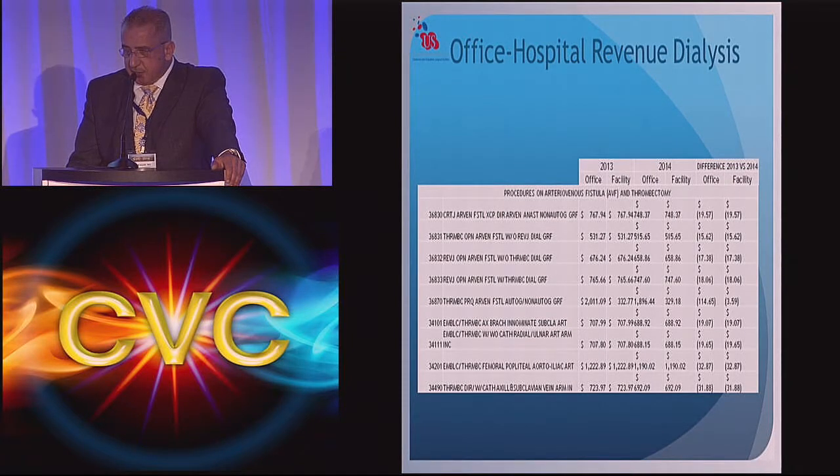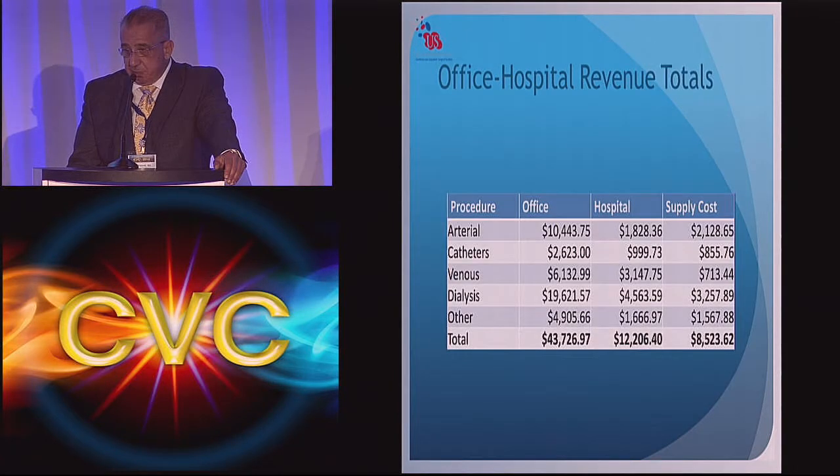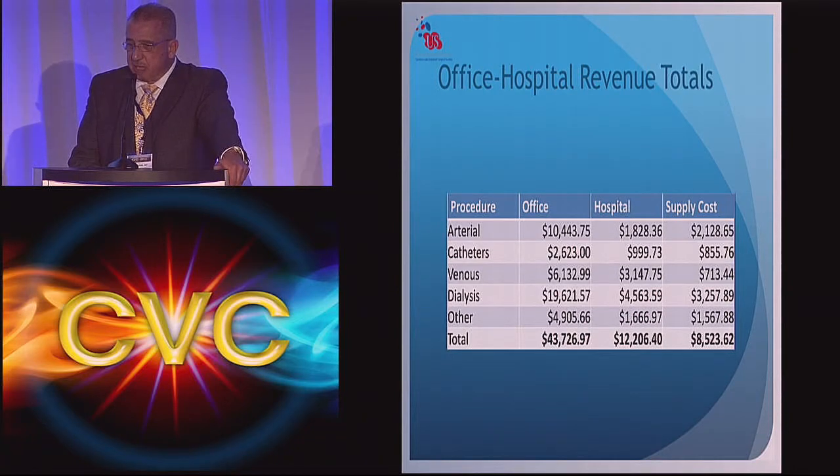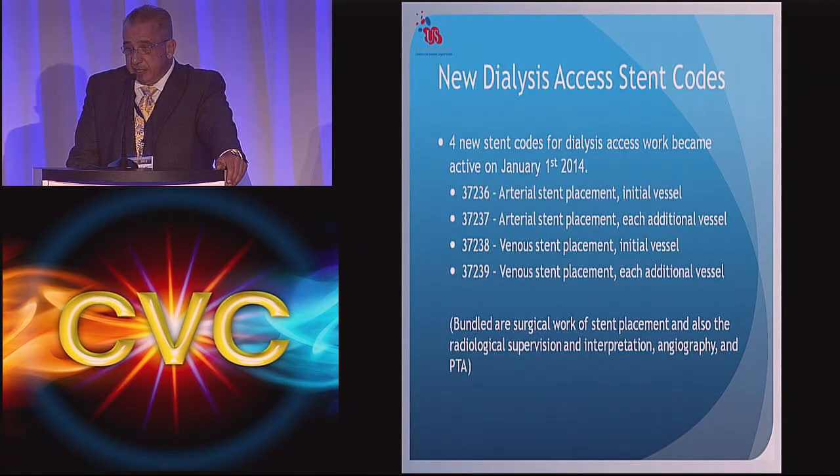A little complicated slide. This highlights the differences between 2013 and 2014. The difference is dismal. There was a drop of $19 to $20, $25 per case, which is really different from what we saw in 2005 with the Deficit Reduction Act. And if you look at total revenue, office versus hospital, obviously the numbers are much more encouraging on the outpatient side.